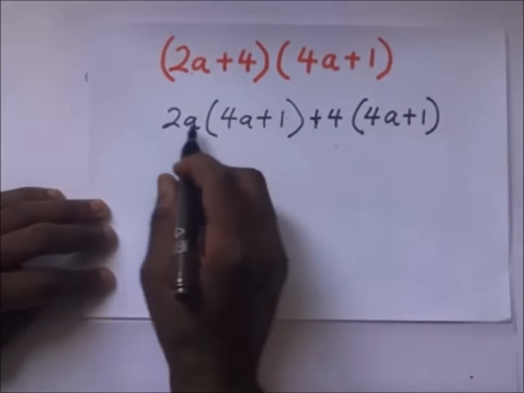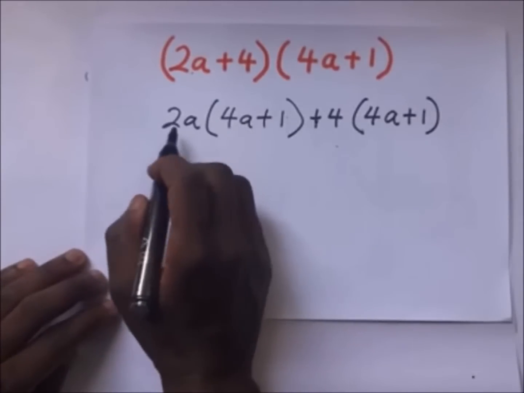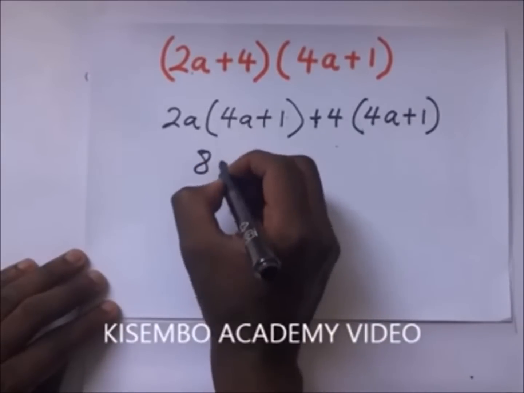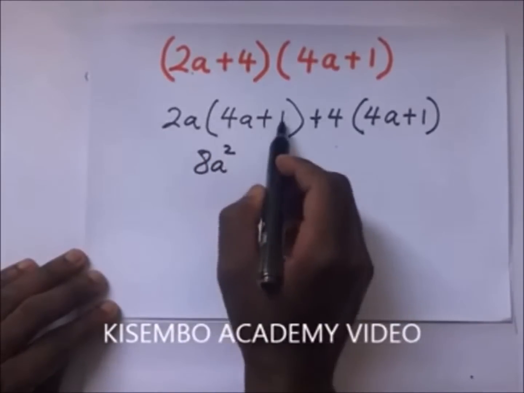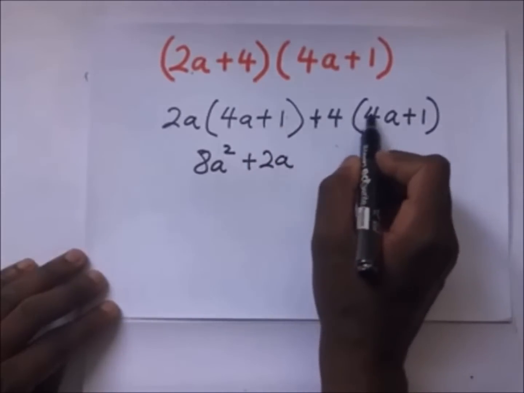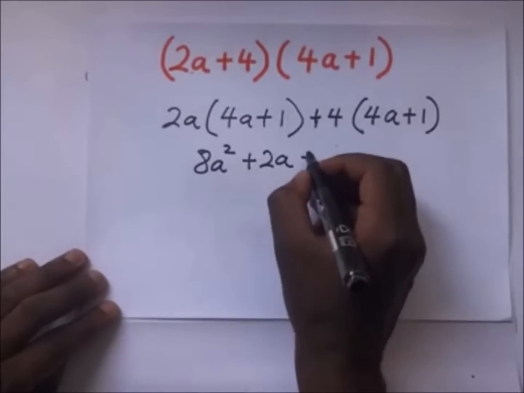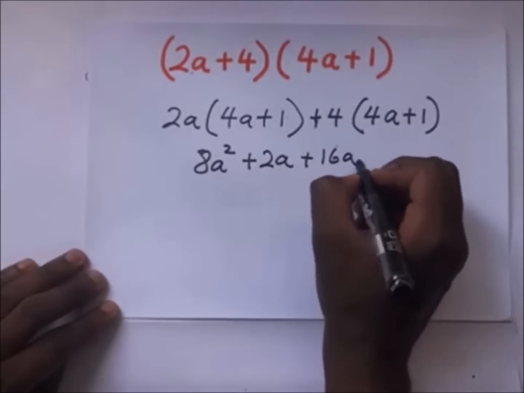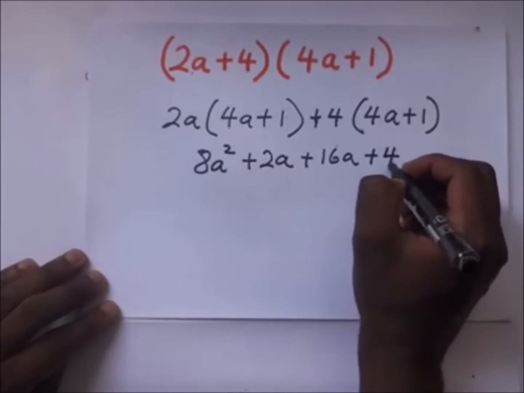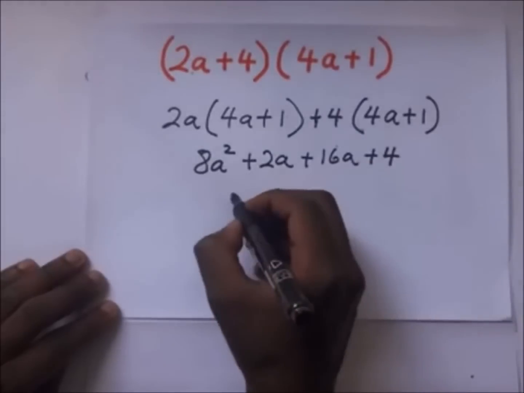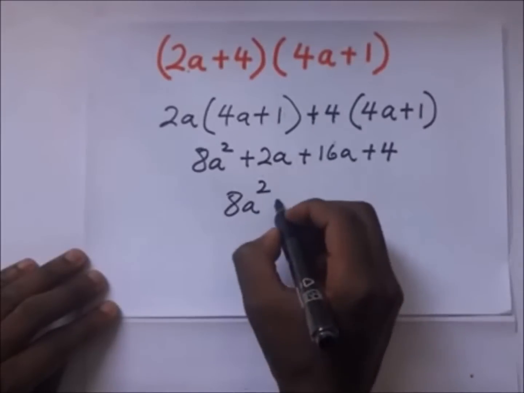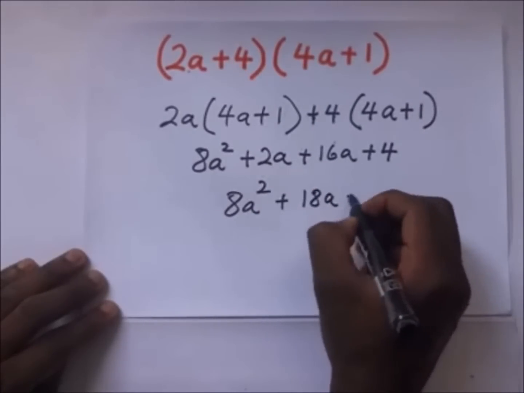So we open brackets. 2a times 4a, positive 2a times positive 4a, is going to give us 8, a times a is a squared. Then 2a times 1 is going to give us positive 2a. Then we have positive 4 times positive 4a giving us positive 16a. Then we have positive 4 times 1 giving us positive 4. Then we'll go ahead and get our answer as 8a squared, 16 plus 2, that is plus 18a plus 4.